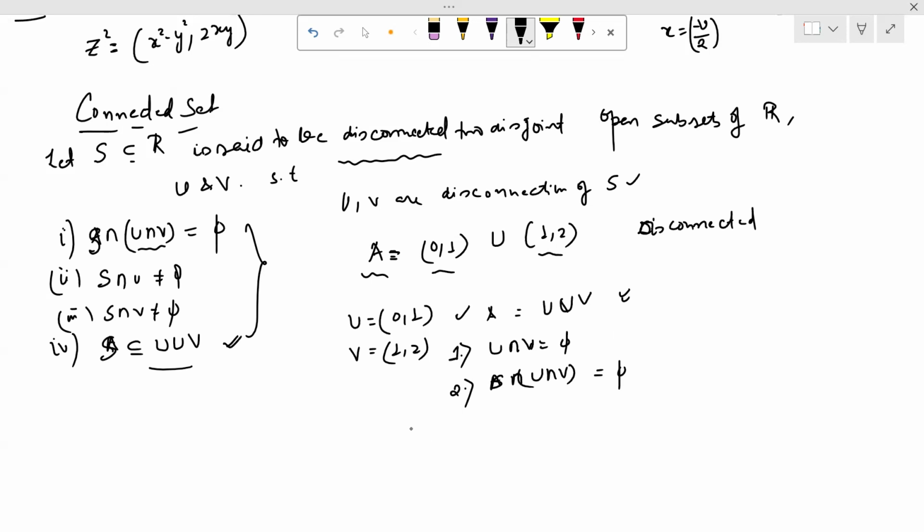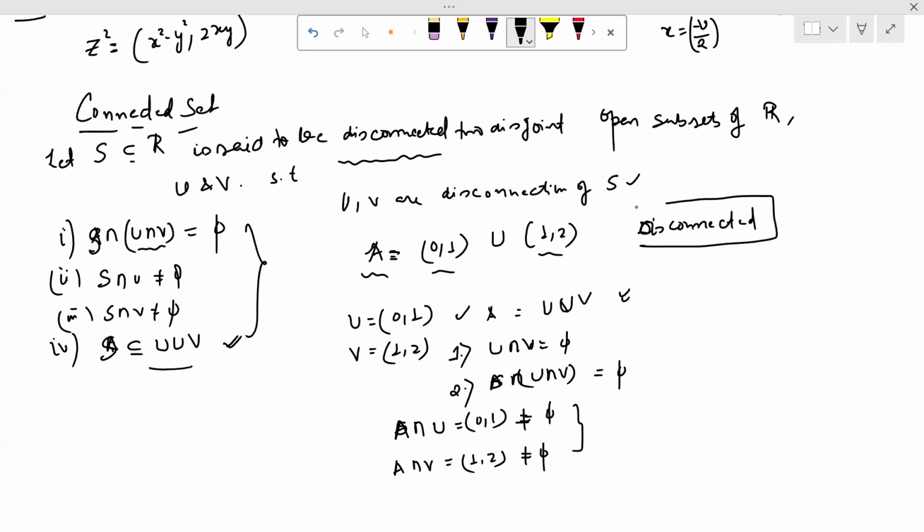Now also we know that if I take A intersection U, then we'll get 0, 1 certainly, which is not equal to empty. And similarly, if I take A intersection B, it is equal to 1, 2, and certainly it is also non-empty. So clearly I can say that this set A is a disconnected set. Is that fine?